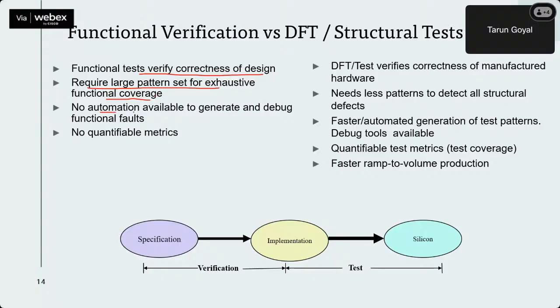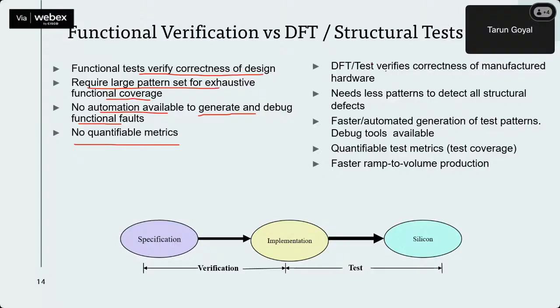There is no automation available because every company, every SOC has its own application. So the verification engineers generate and debug these functional faults and patterns based on the SOC. There is no good EDA tool which can automatically generate and give the patterns needed. There are no quantifiable metrics, the way we have coverage metrics for DFT. There are toggle coverage metrics and so on, but they don't tell how many transitions we are getting, at what speed, and how it's covering at slower speed.